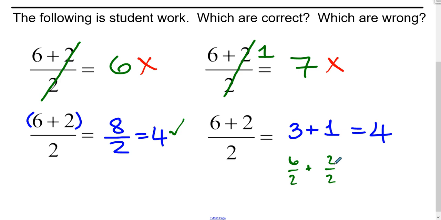And half of 6 is 3, and half of 2 is 1, and 3 plus 1 is also 4, which is the same thing we got over here. That's also right, but it's also algebraically defensible, okay?